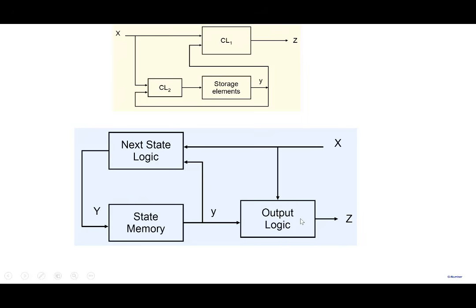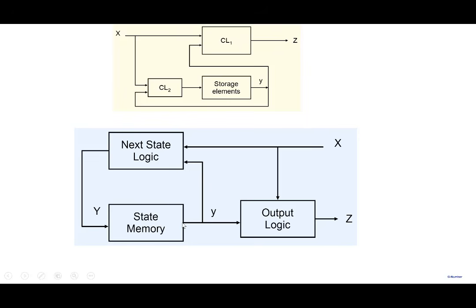So we have given it a name now. Instead of calling it CL1, we call it the output logic here. So it's this particular part here. CL1 is output logic. Then the storage elements, we are calling it the memory, the state memory, because it stores the state of the system.